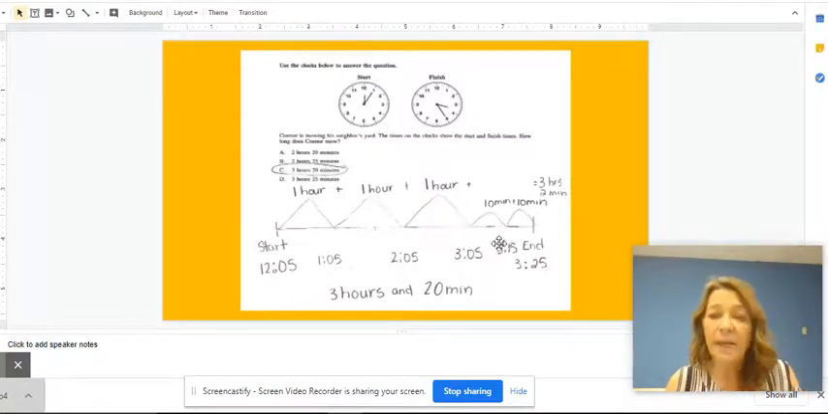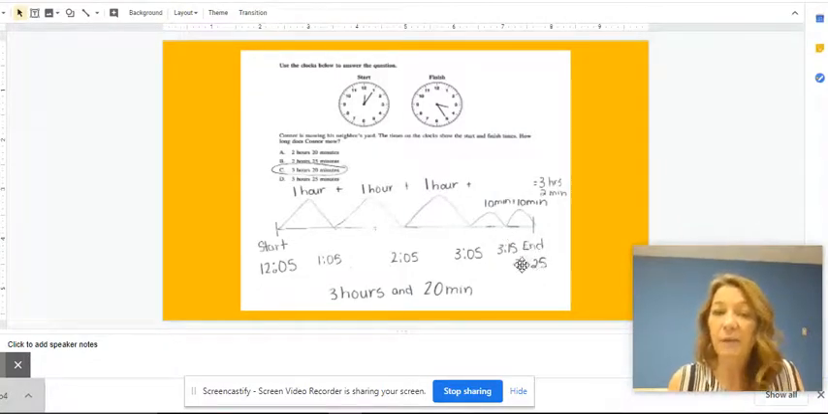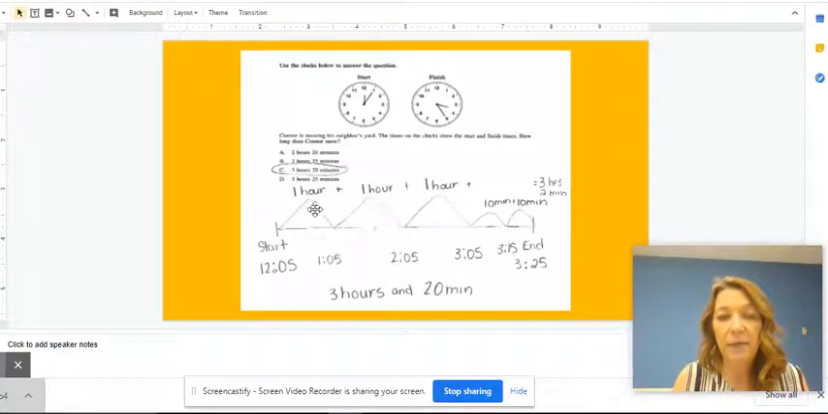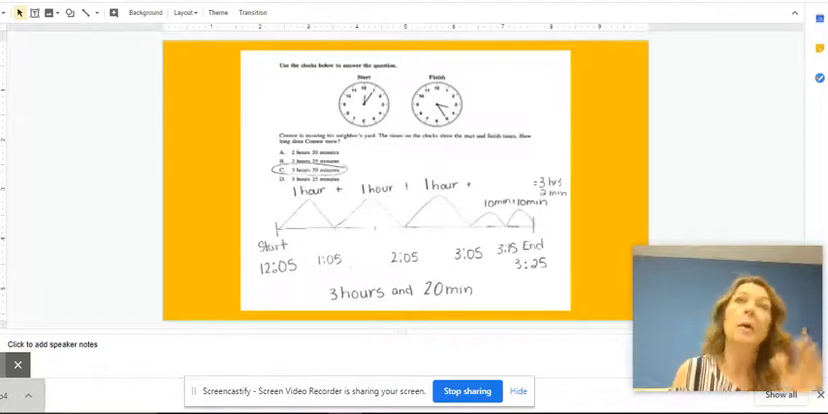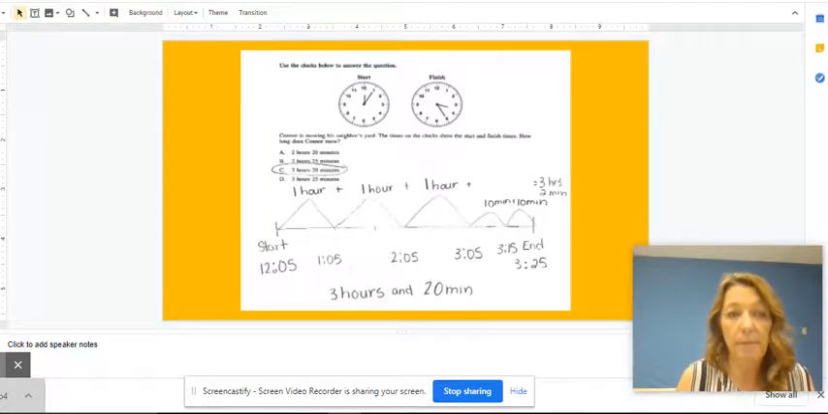We can say 10 more minutes is 3:15. 10 more minutes after that is 3:25. So now we go back and count our mountains. 1, 2, 3 hours. And then we stop, because now we have to count in a different way. Hours and minutes aren't counted the same way. So we've got 3 hours. And then we find out 10 plus 10 is 20. And so we've got 3 hours and 20 minutes.